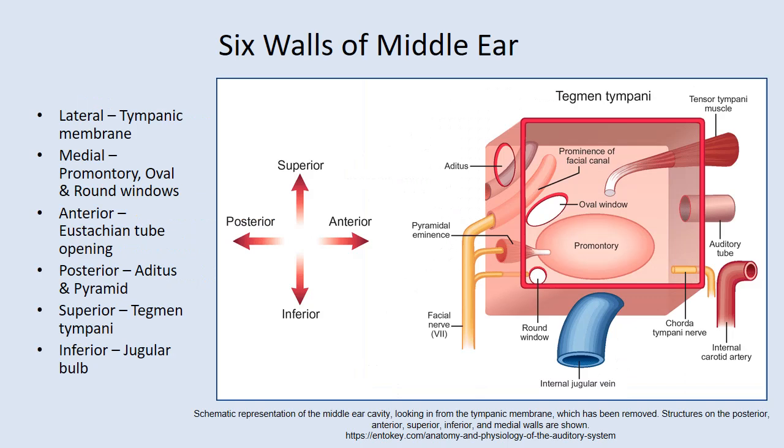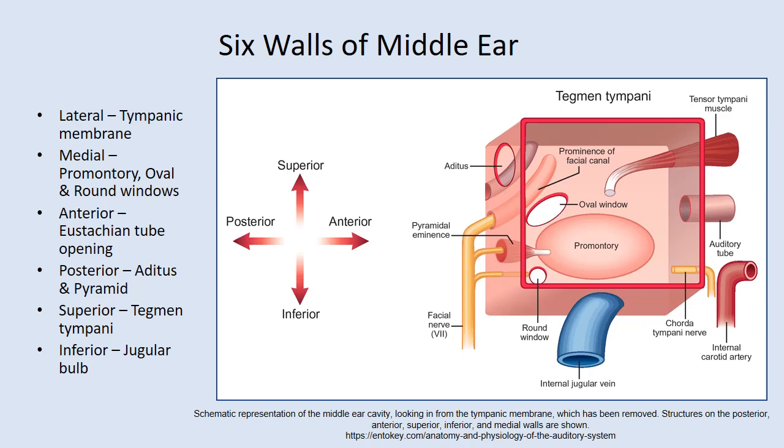Let's go through each wall clinically. The lateral wall is mostly the tympanic membrane we just looked at. The medial wall is the entrance to the inner ear. Here you find the promontory, which is the bulge of the cochlea's first turn.